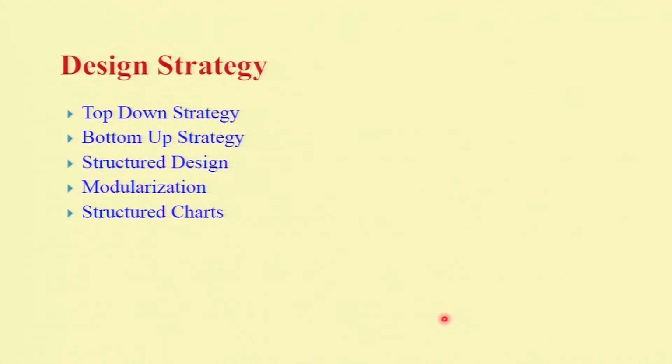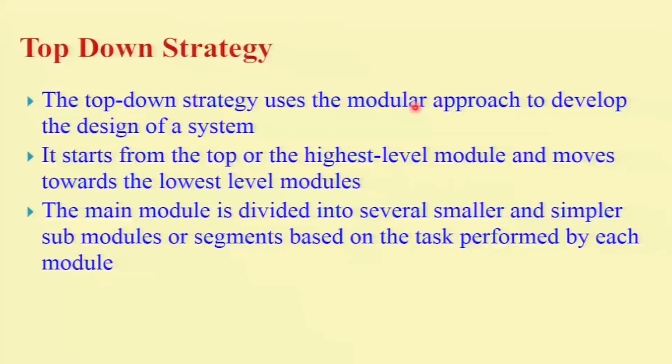Fourth is modularization. Fifth is structured charts. Now, let us see what a top-down strategy is all about. The top-down strategy uses the modular approach to develop the design of the system. It starts from the top or the highest level module and moves towards the lowest level modules.